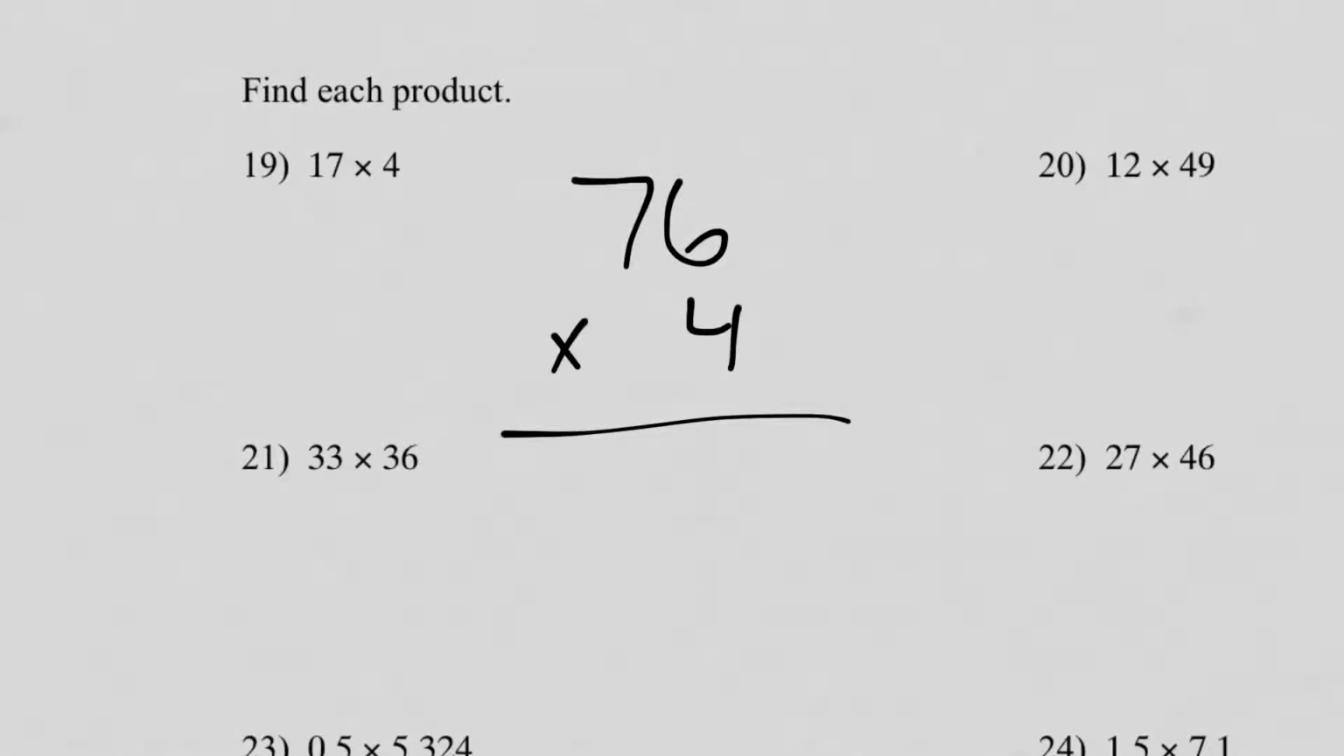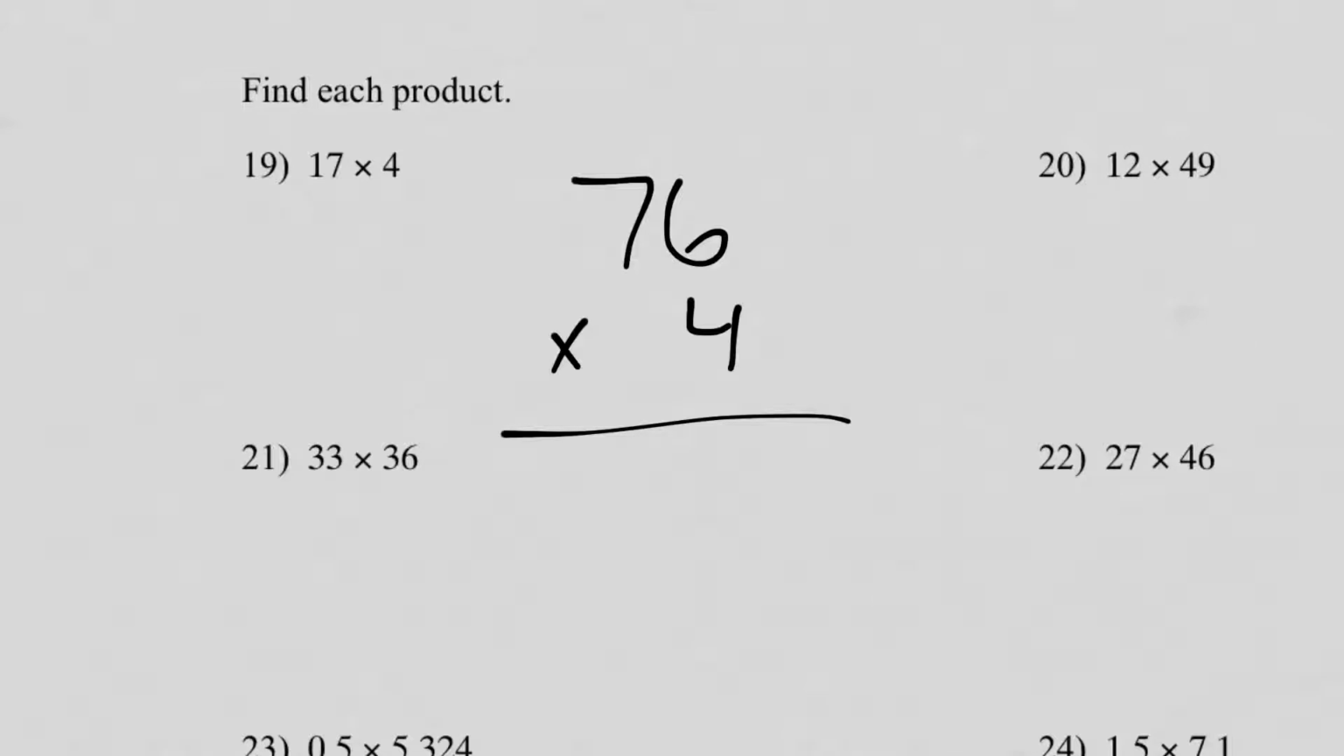All right, multiplication was created as a shortcut for addition, because otherwise we would have to add 76 four times or add 4 seventy-six times. Obviously there's a much shorter way, so let's go through the multiplication process.